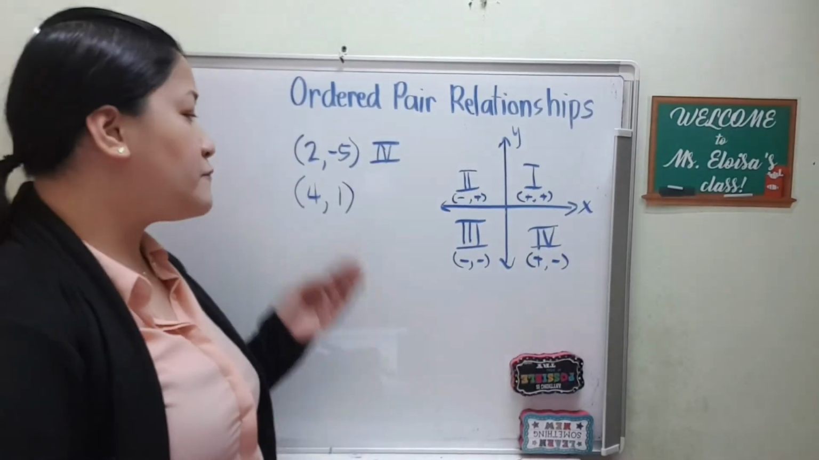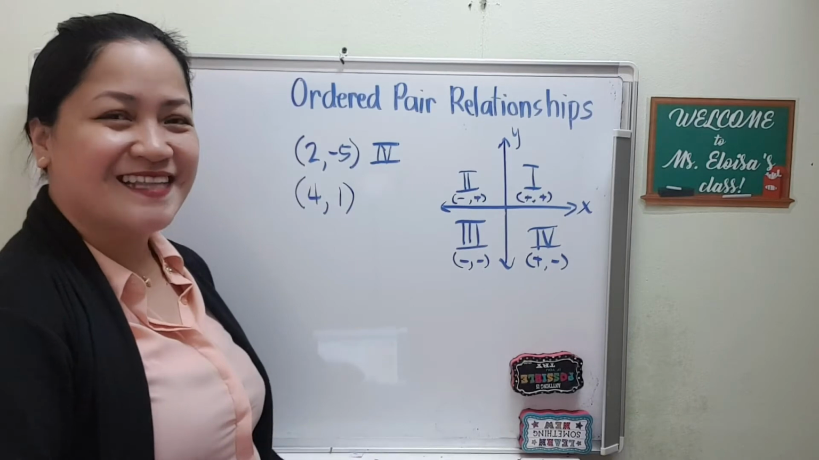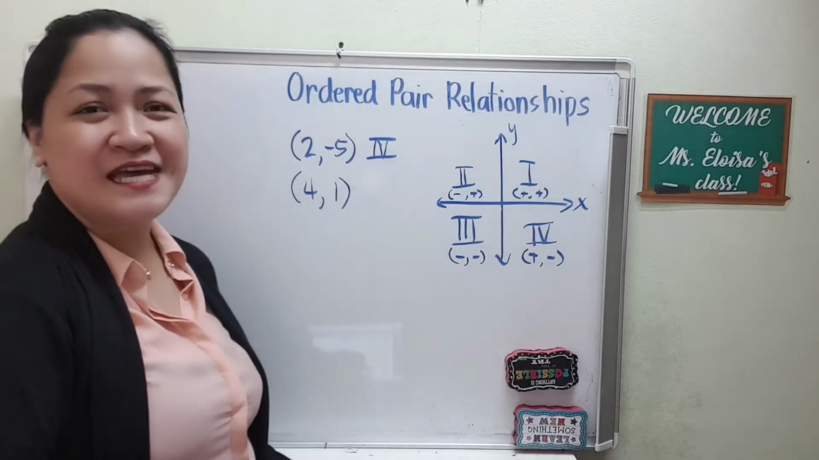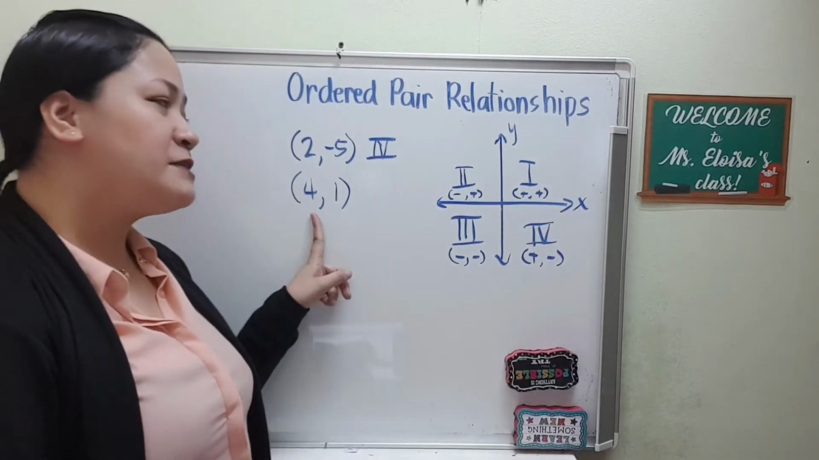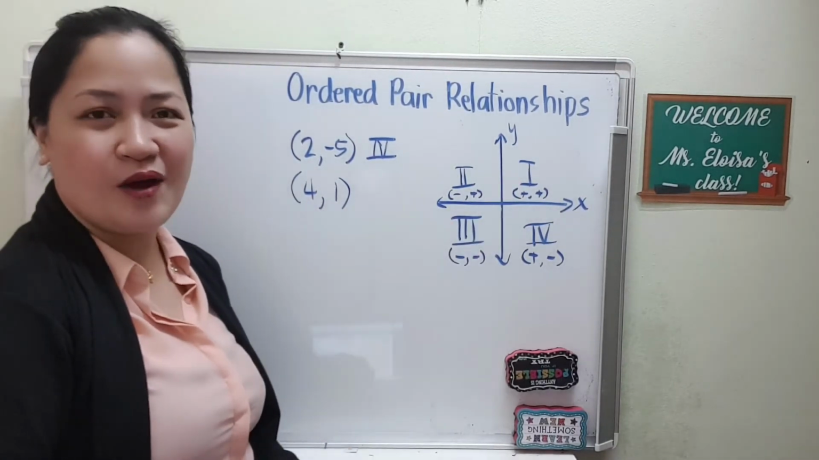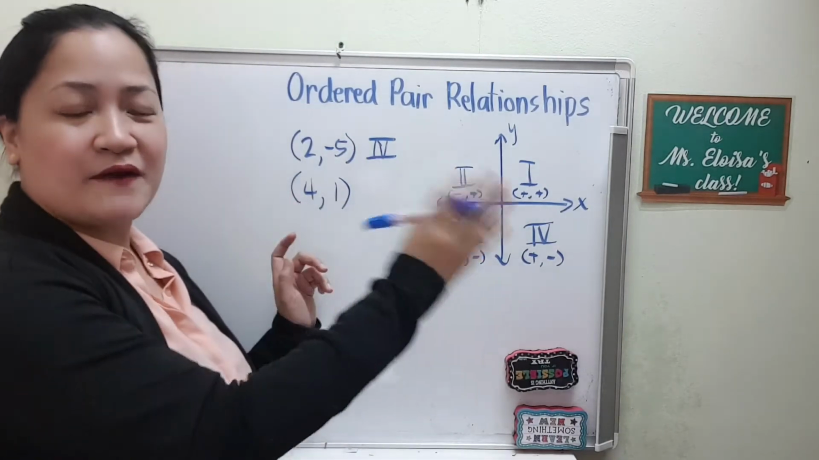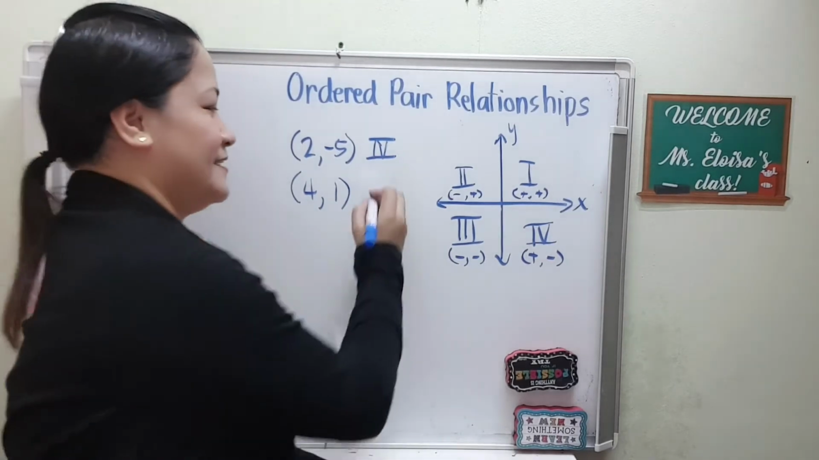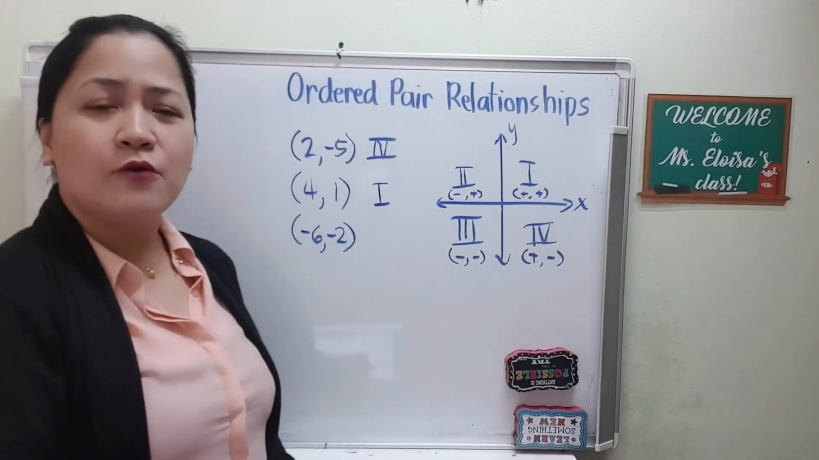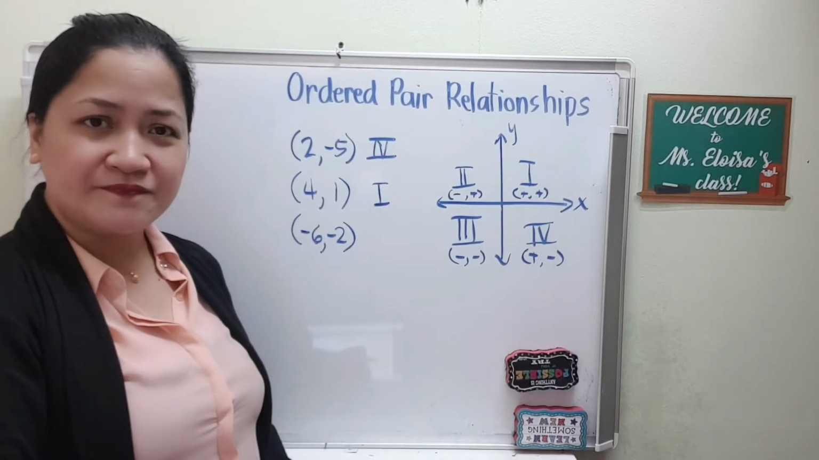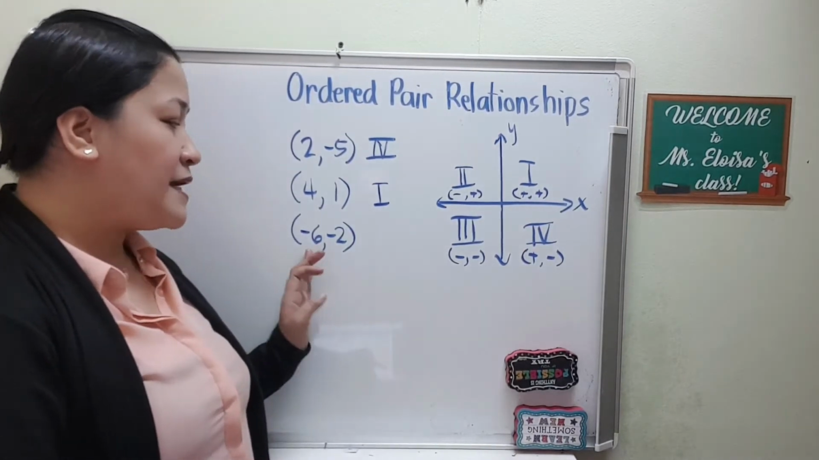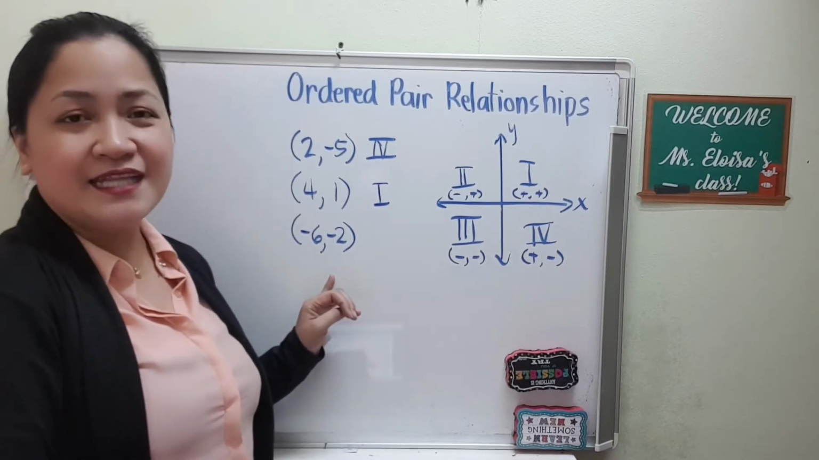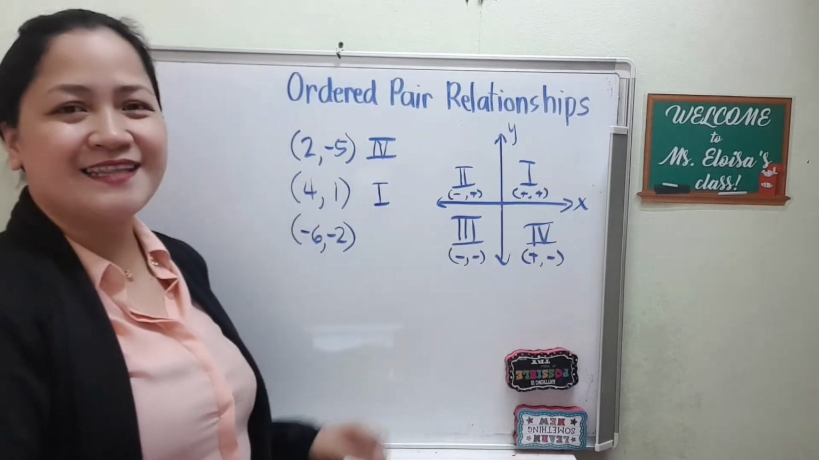How about the point 4, 1? That's the easiest, isn't it? Because both of them are positive, then we know that this point is located in quadrant 1. So we go 4 units to the right and then 1 unit up. That will be in quadrant 1. How about negative 6, negative 2? Both of them are negative, and we know that if both coordinates are negative, then that is located in quadrant 3.